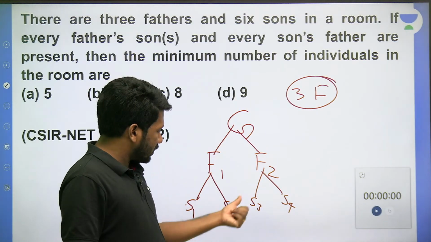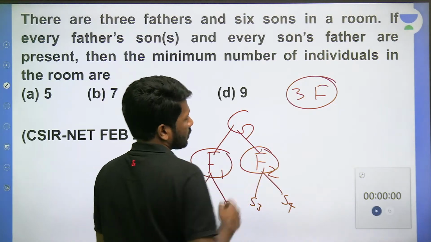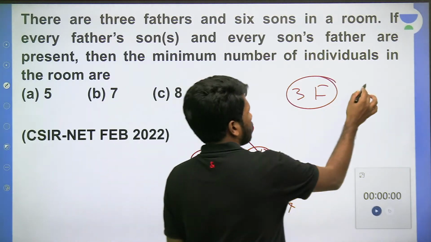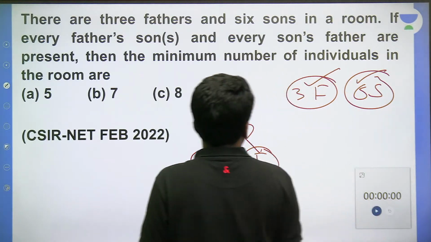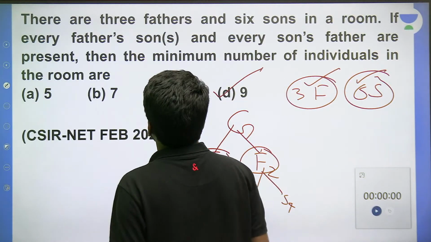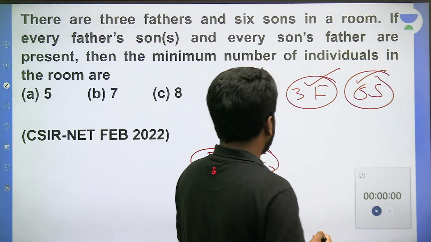And this is a son, this is a son, this is a son, this is a son, 4 sons. And these 2 are also sons. That is 6 sons also satisfied. 3 fathers and 6 sons satisfied. So total 9 individuals are there in the room. All clear how 9? Option D, 9.